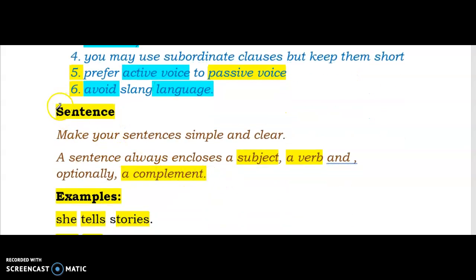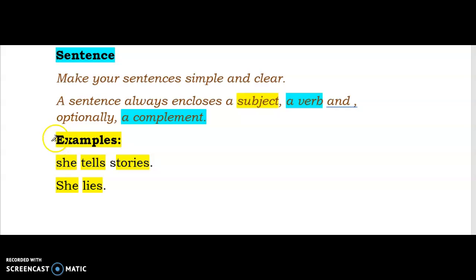The other thing, you have to be careful about your sentence. Make sure your sentences are simple and clear. We discussed that. You already know that there is subject verb agreement, subject and verb and object agreement. You should follow that. There should be a subject and then a verb. An object may be there optionally. Maybe there is a complement like an adjective used. You can have the example here.